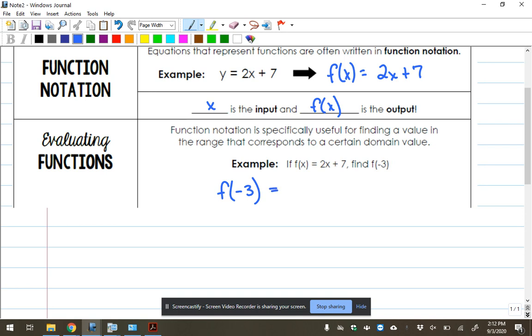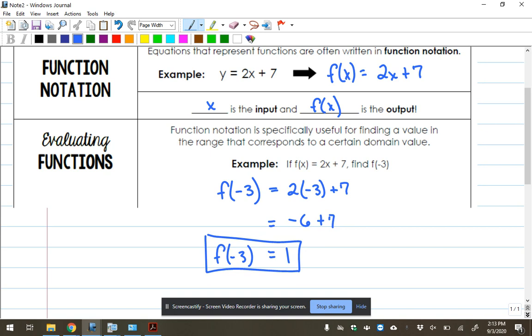All that means you do is put the negative 3 in the place of what? X. You guys have seen this before. It should not be anything completely out of left field. You may not remember as much about it as I would hope you would, but it's not anything you can't pick up real quick. Okay? Now all we got to do is work out the right-hand side. That'd be negative 6 plus 7, which is 1. So f of negative 3 is equal to 1.